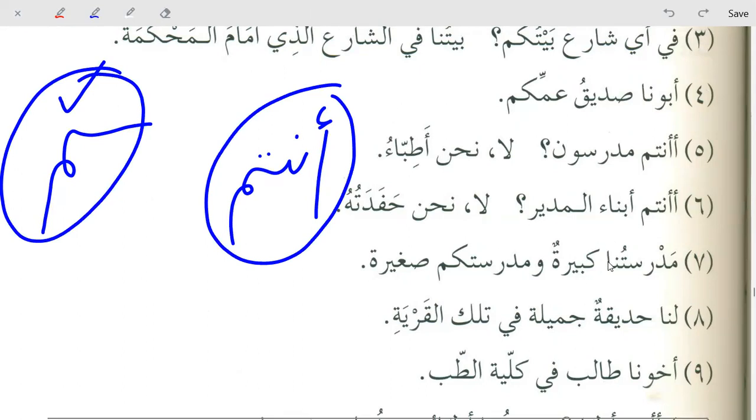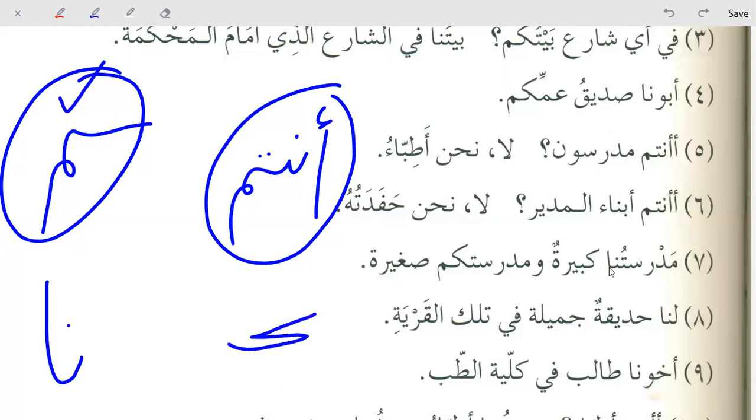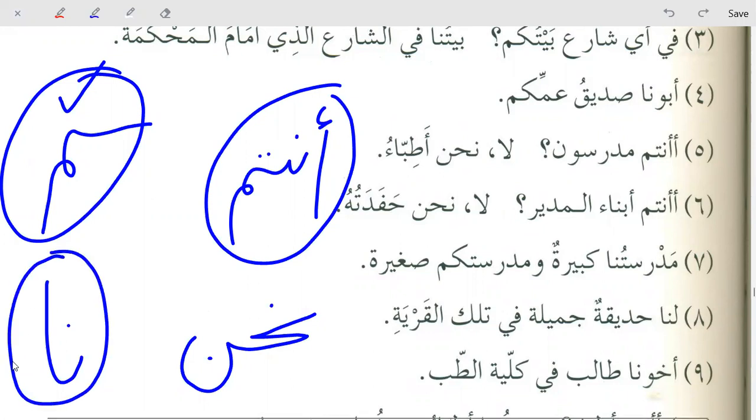Okay. Then na, is it marfu, mansub or majroor? Majroor. What are its mansub and marfu forms? Nahnu is marfu, and na is majroor, meaning the same. The mansub form is na. So this na is both mansub and majroor, and this nahnu is only marfu. Okay.